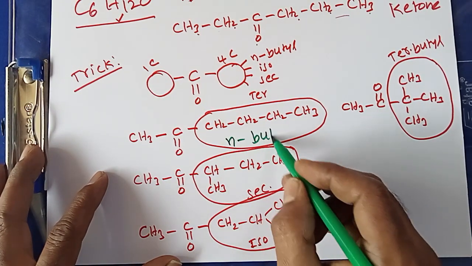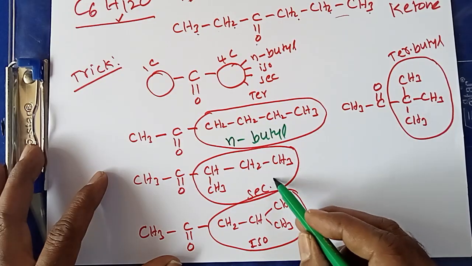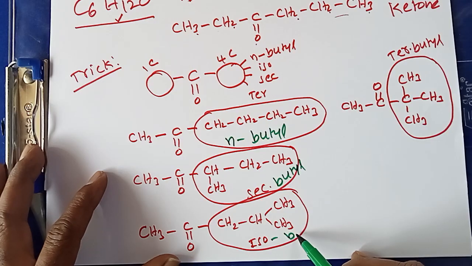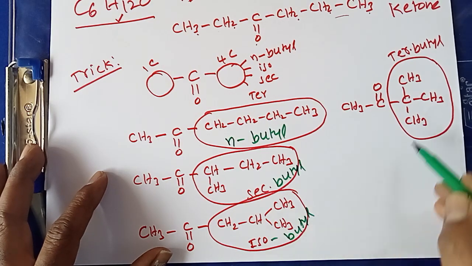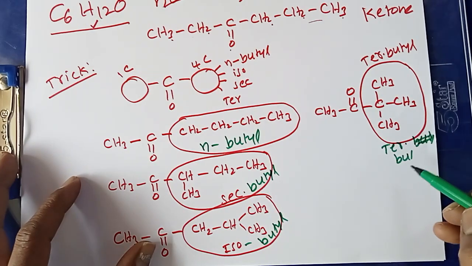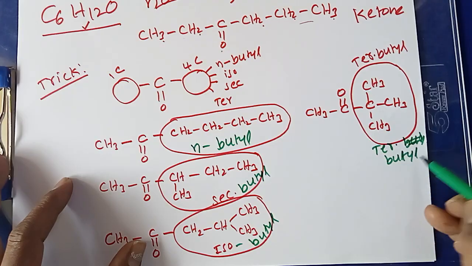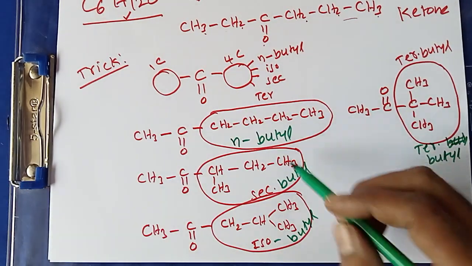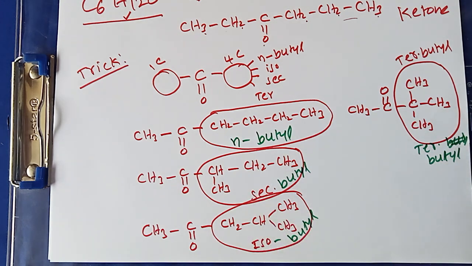So this is the n-butyl, and this is the secondary butyl, and this is the isobutyl, and this is the tertiary butyl group. So with this ratio, total how many? 4 only.